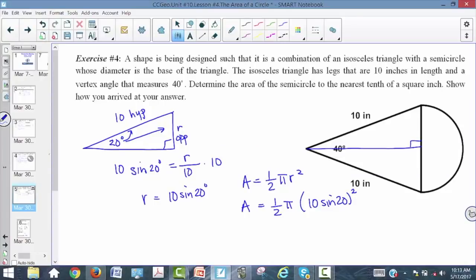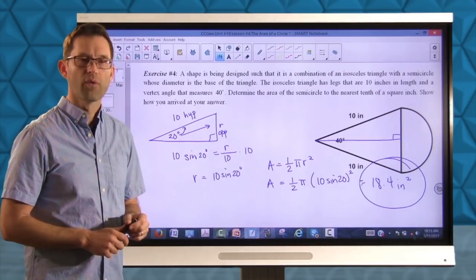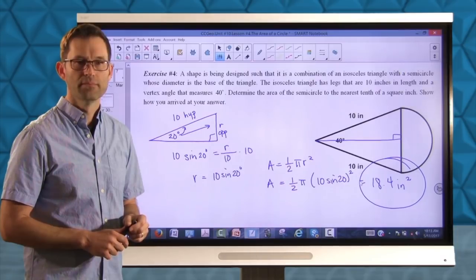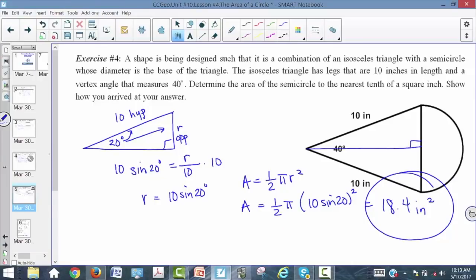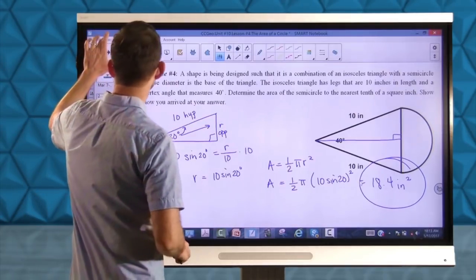We want it to the nearest tenth of a square inch. So that would be 18.4 square inches. All right, check the answer sheet. Yeah, 18.4 square inches. Excellent. Take a look, and then we're going to move on and try to figure out where the area formula for a circle comes from. All right, let's move on.